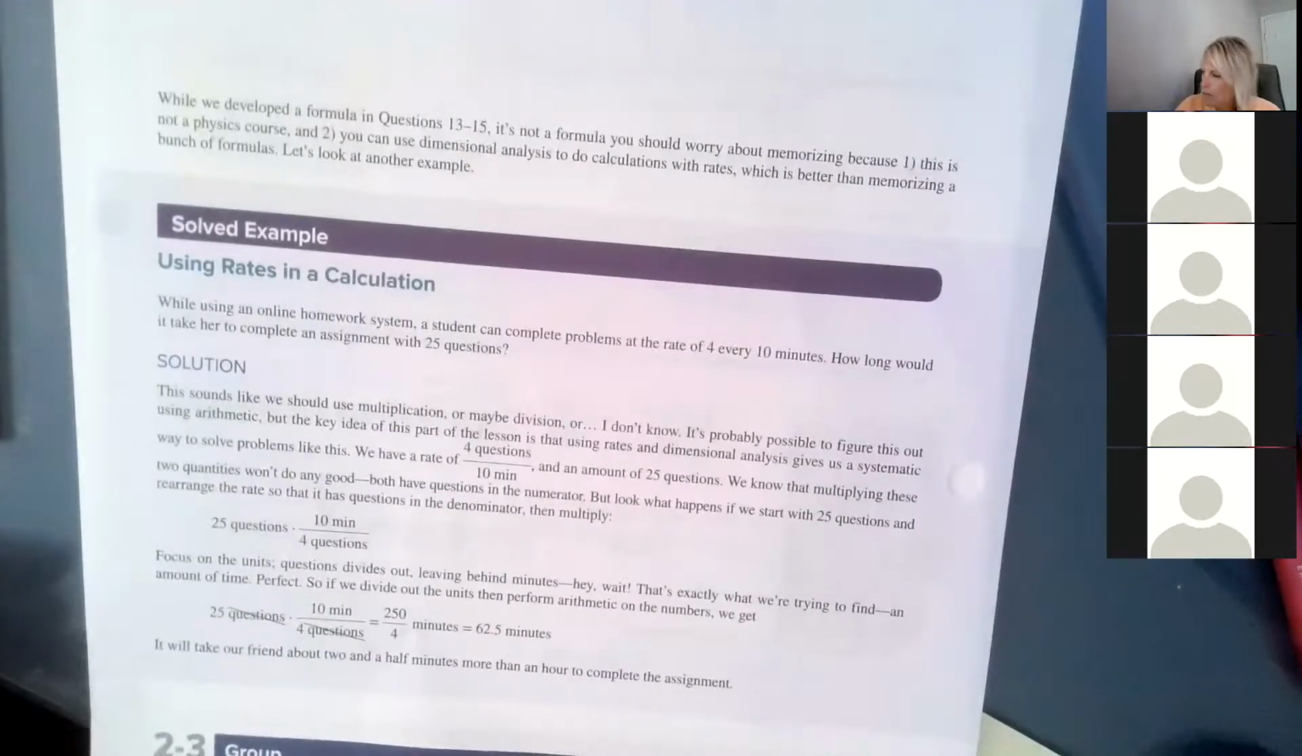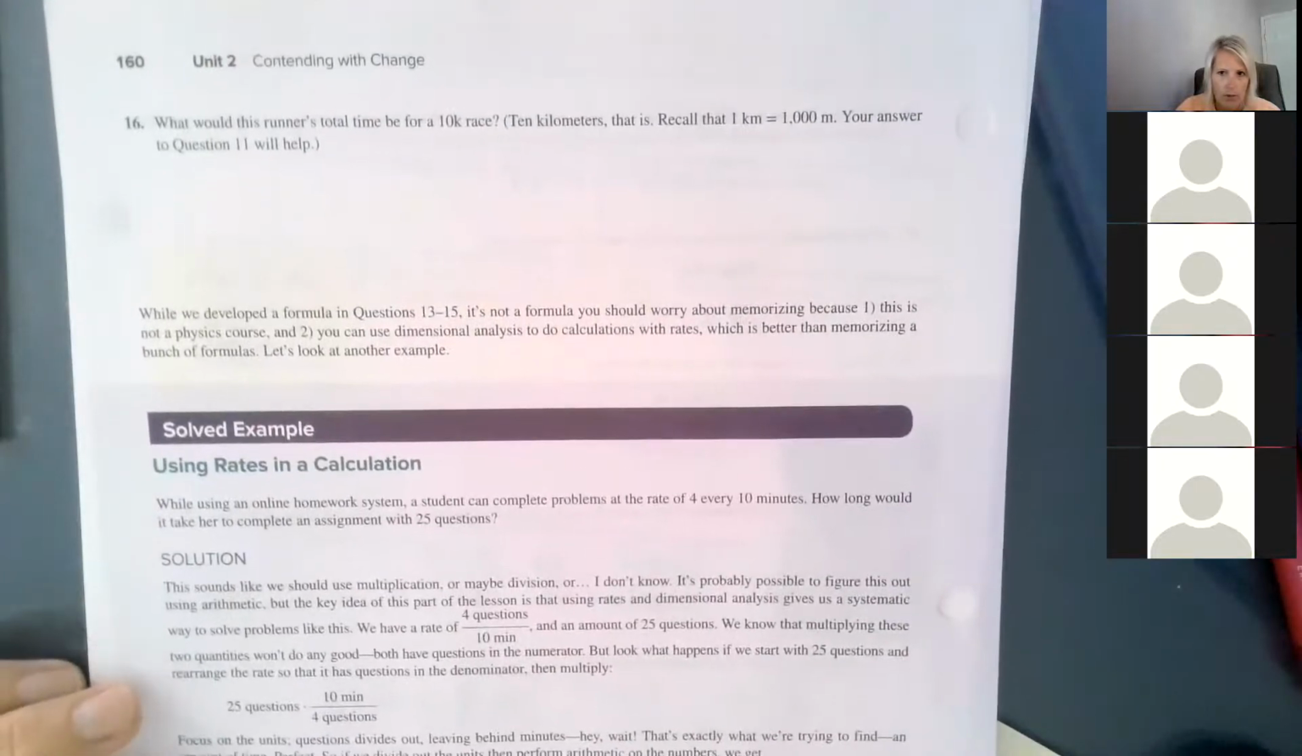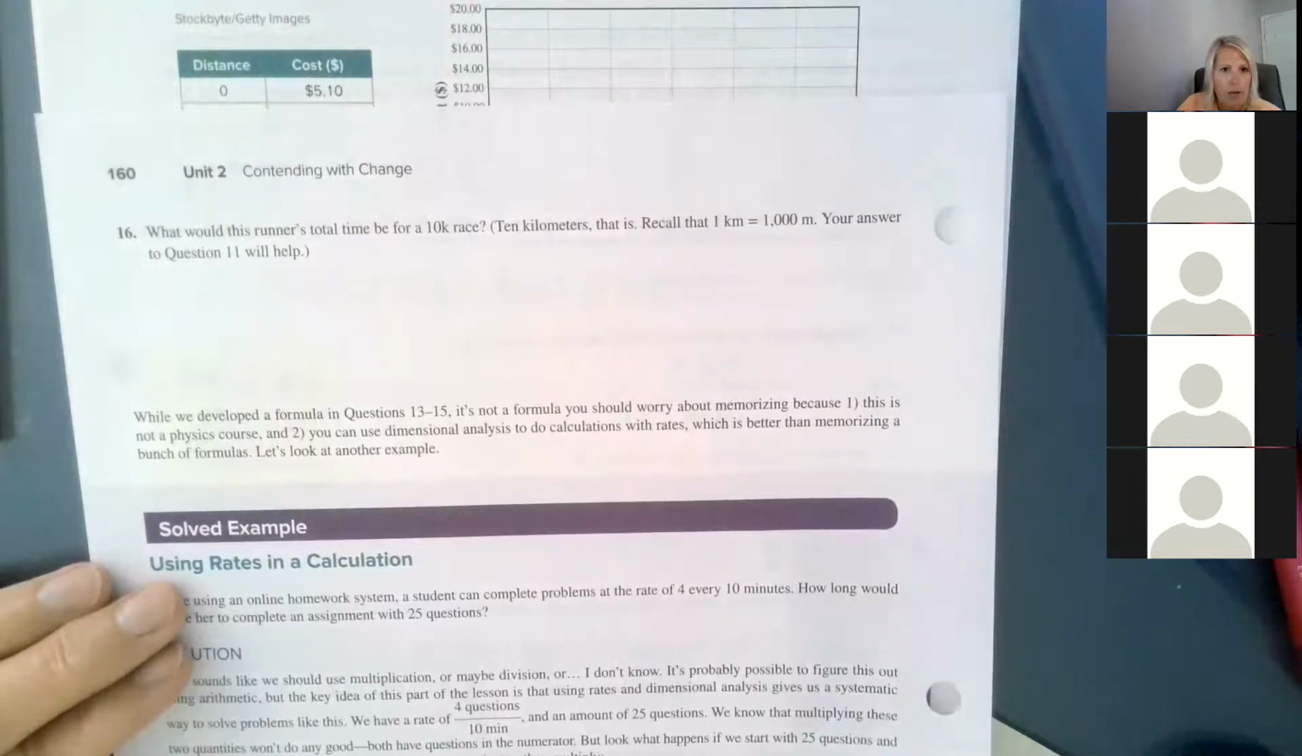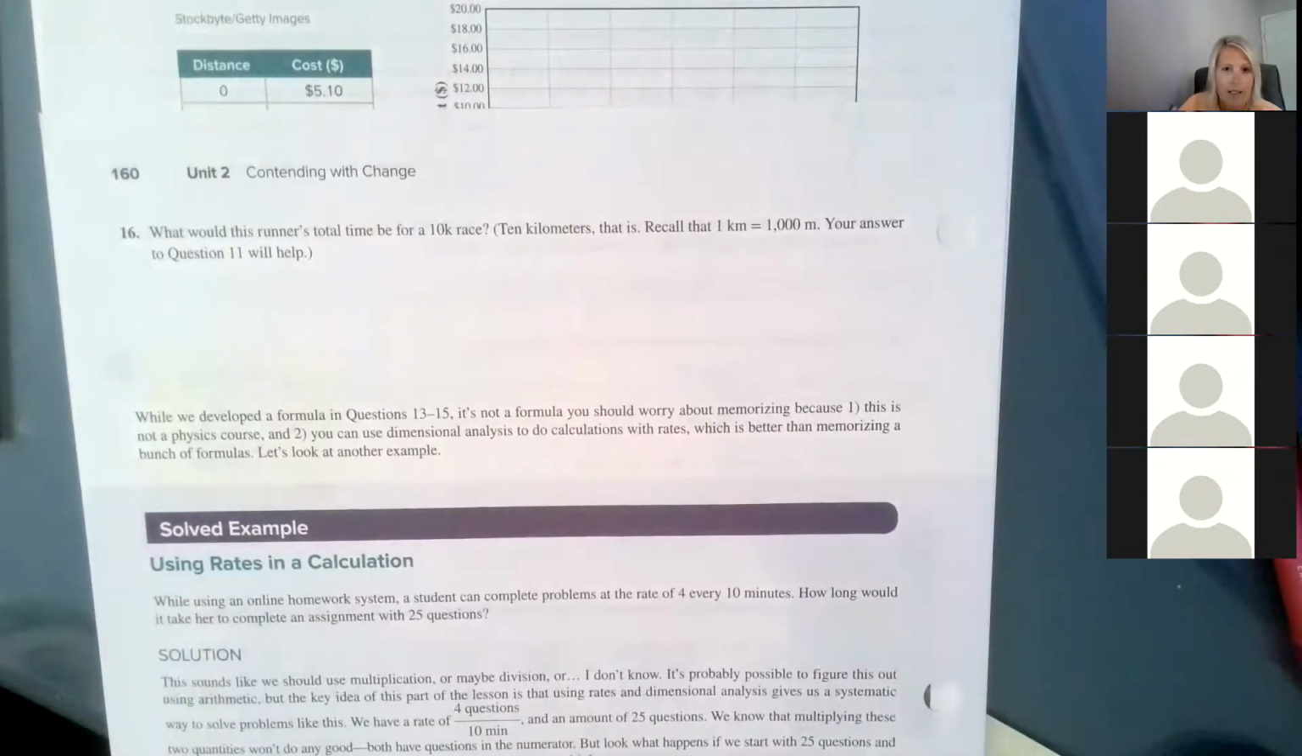Okay, so the last question, and then I'll be open for business if anybody has questions over the project or unit 1 review. And then we'll finish up. We'll go over that in just a minute. So let's do 16. It said, what would this runner's total time be for a 10K race? 10 kilometers, that is. Recall that 1 kilometer is 1,000 meters. So I'll let you play with that for a minute unless everybody already has it done.